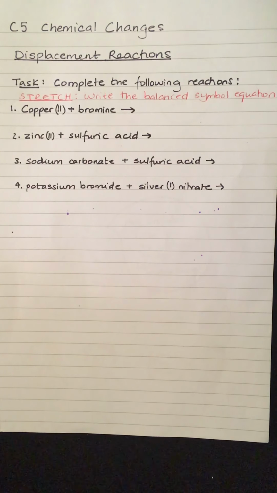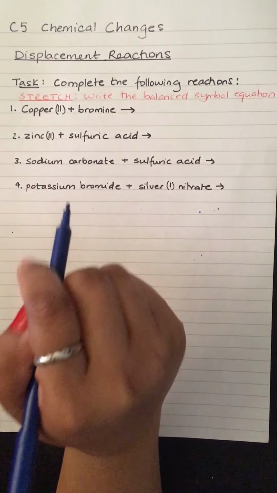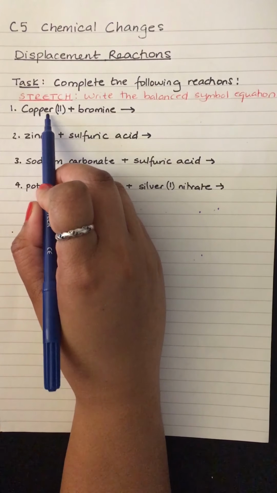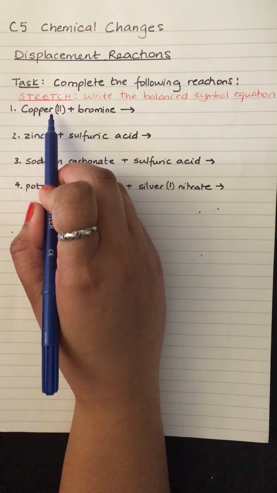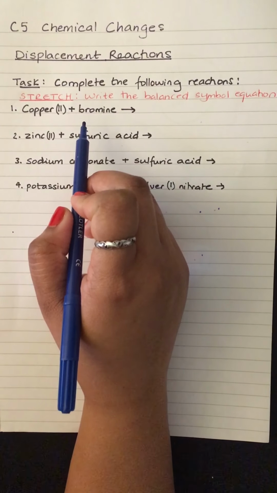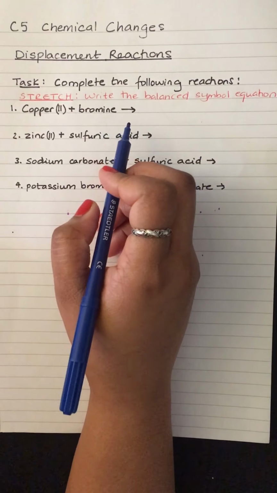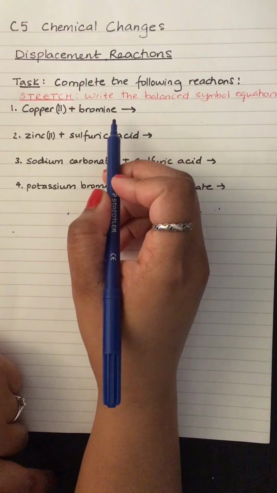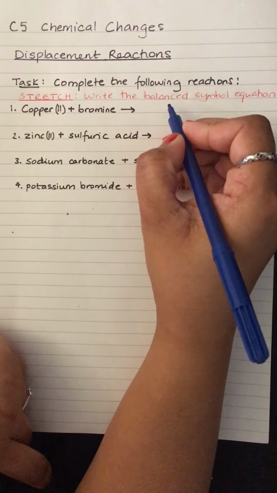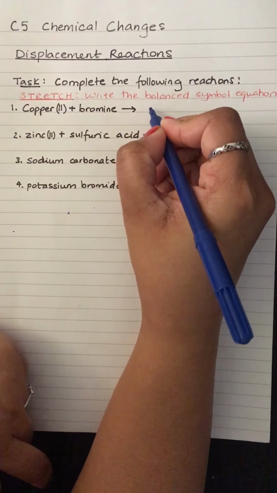Okay, let's go through the first one. So we've got copper plus bromine. Remember, the number in brackets represents the charge of the metal ion. So we know that the copper will have a positive 2 charge and bromine has a negative 1 charge, so that's going to be really helpful when we write our formula. But this bit's quite easy. We've got copper plus bromine, that's going to form copper bromide.